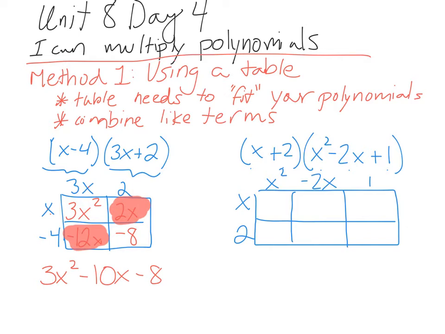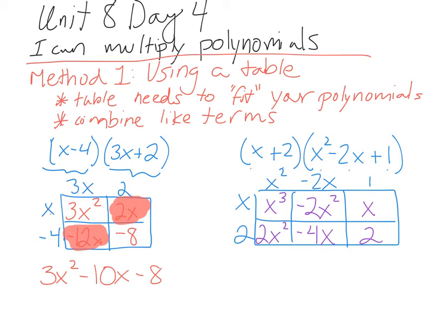We're going to multiply all of those parts. We're going to fill up each of these boxes. Let's switch to purple. Love purple. x times x squared is x to the third. I'm going to just go across. You can do it in any order. x times negative 2x is negative 2x squared. And x times 1 is x. Next up, 2 times x squared is 2x squared. 2 times negative 2x is minus 4x. And 2 times 1 is 2.